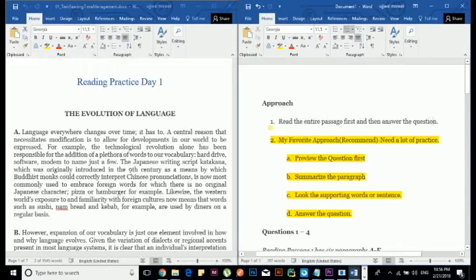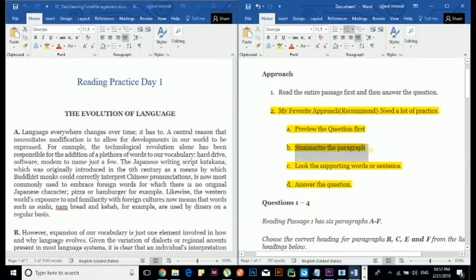But through my personal experience, most of the students are not comfortable with the first approach. So my favorite approach, and I highly recommend you take this approach, needs a lot of practice. I promise you need a lot of practice for this approach. The common steps for this approach are to preview the questions first, summarize the paragraph, look for the supporting words and sentences, and answer the questions.